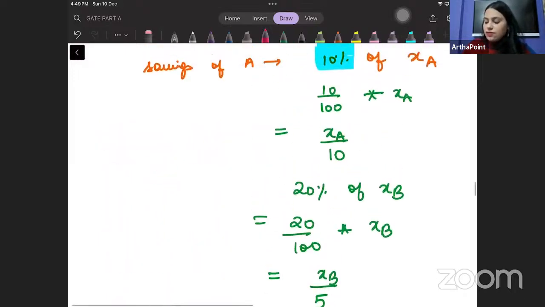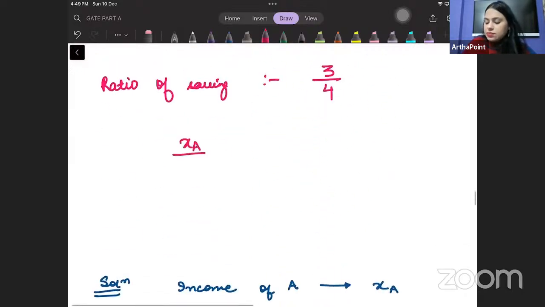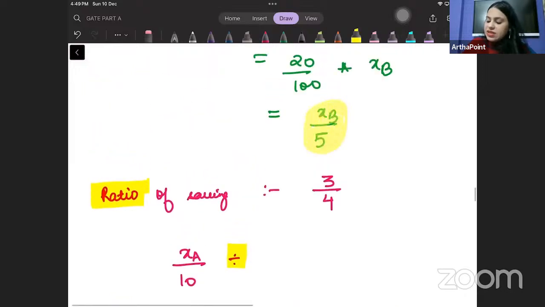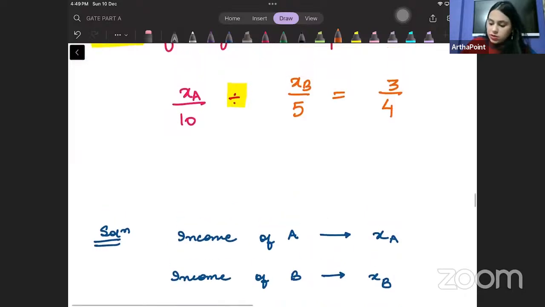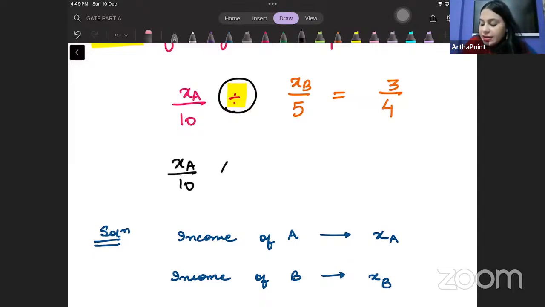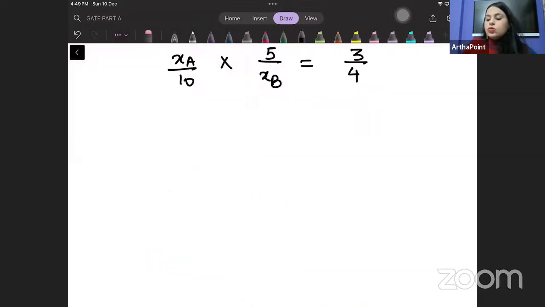तो बेटा what is the saving of A? A का saving हमने क्या निकाला है? XA by 10. रेशियो मतलब डिविजन. So divided by B saving. बेटा B का saving क्या निकाला है हमने? XB by 5 and this should be equal to 3/4. बेटा whenever you convert division in terms of multiplication, you will reciprocate. So this will become XA by 10 into 5 by XB is equal to 3/4.